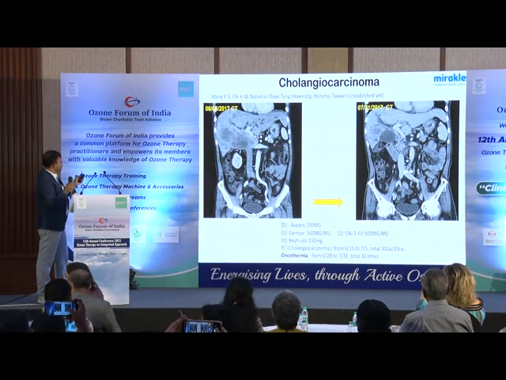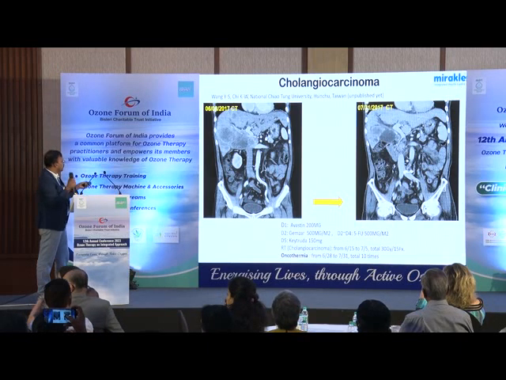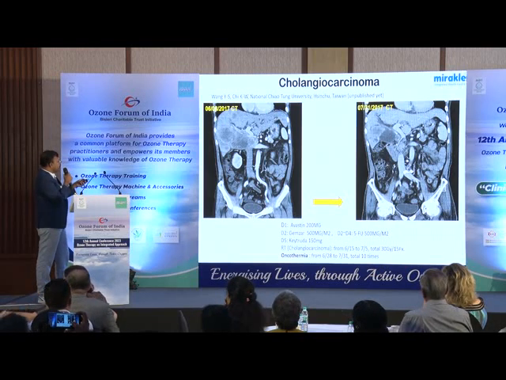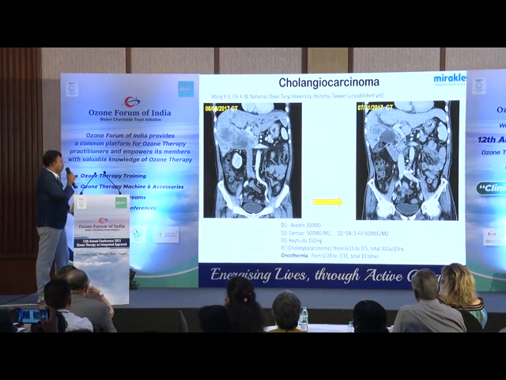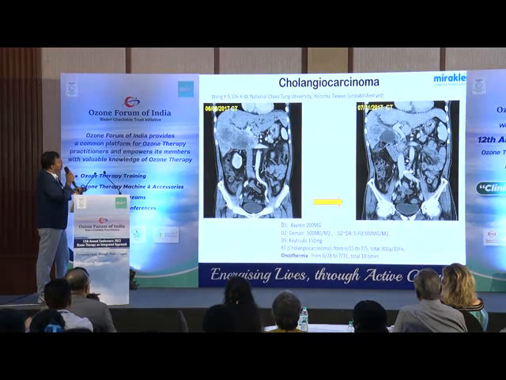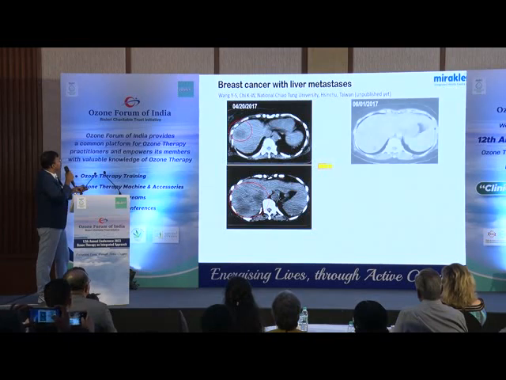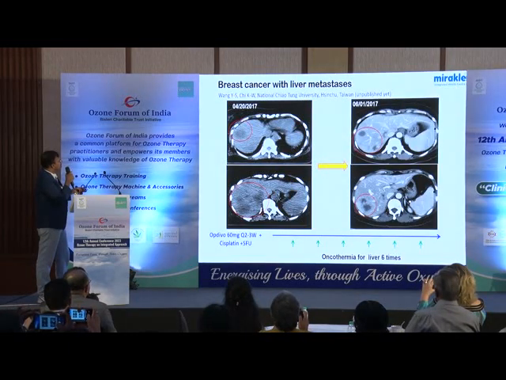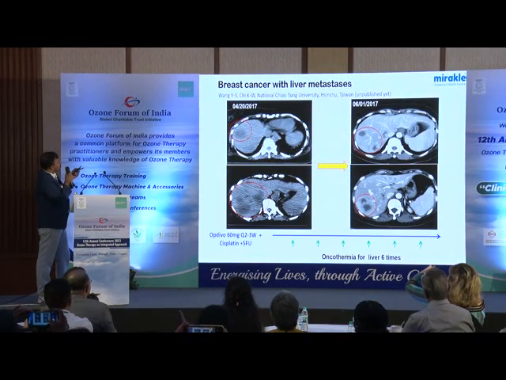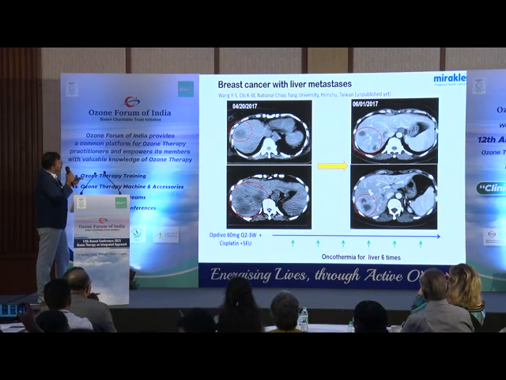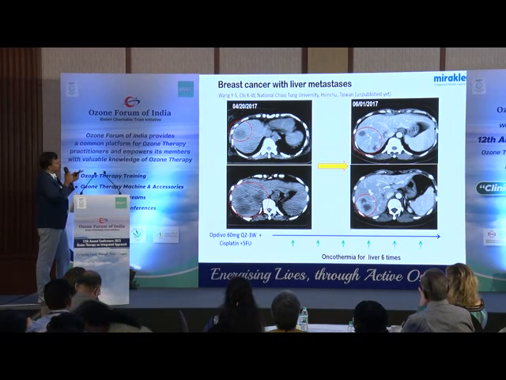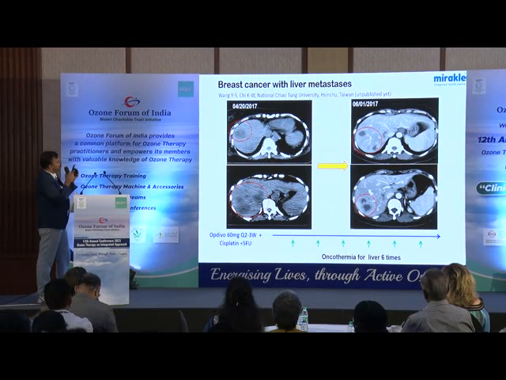This is cholangiocarcinoma. When we add chemotherapy along with oncothermia, a total of 10 times, the tumor mass is drastically reduced. This is breast cancer with liver mets. The tumor mass was huge in the liver, and after treatment with hyperthermia, the tumor size is reduced. Then it can be followed with another modality like radiofrequency ablation, intra-arterial chemoembolization or radioembolization.